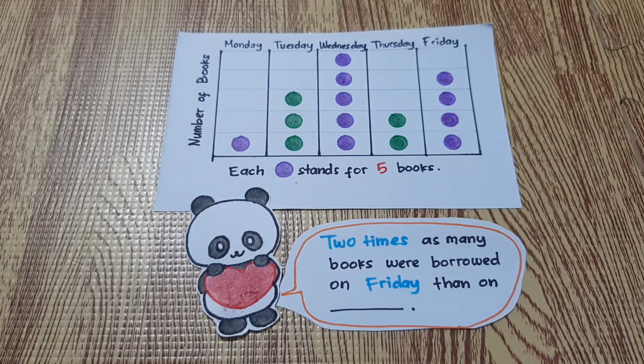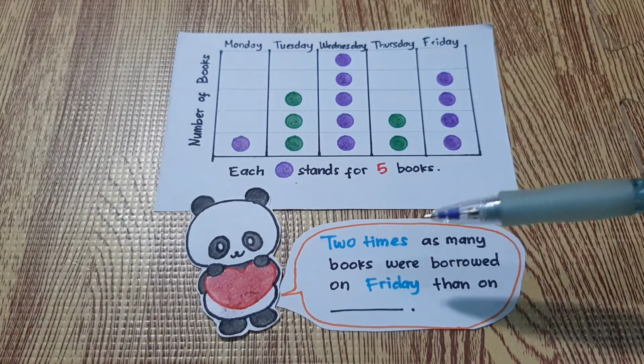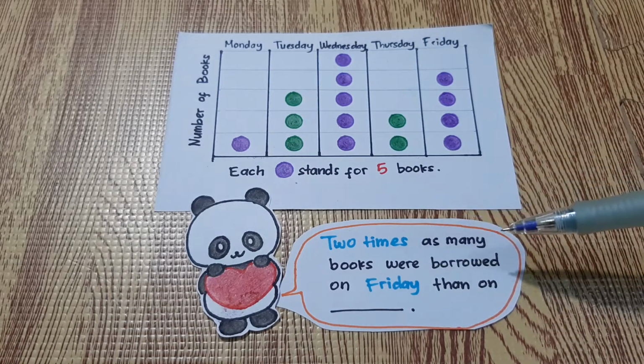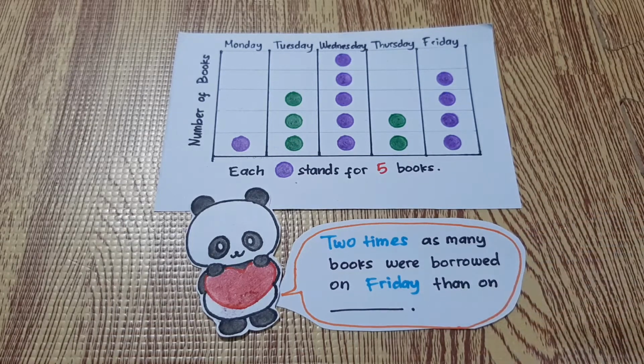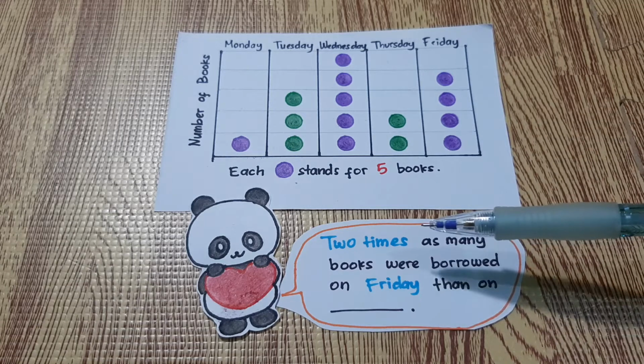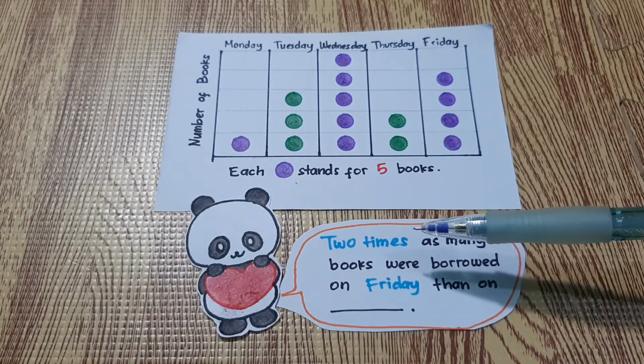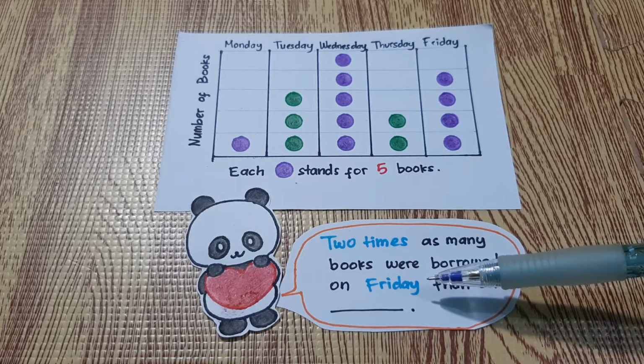2 times as many books were borrowed on Friday than on what day is it? Okay, now in this case, you have to be careful. You have to pay attention to the sentence information. They are the ones that I colored blue. 2 times and Friday. Now, please understand the sentence. 2 times as many books were borrowed on Friday than on something. Again, in English, when you have information like 2 times or like fewer or more before, they belong to the first information, which is Friday.